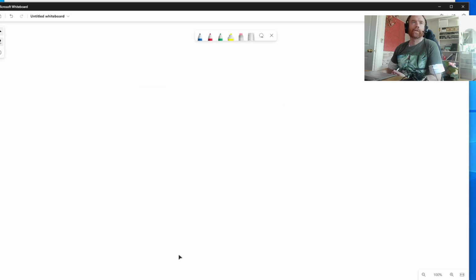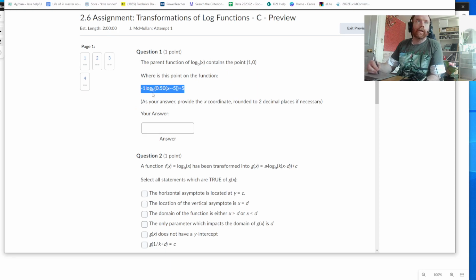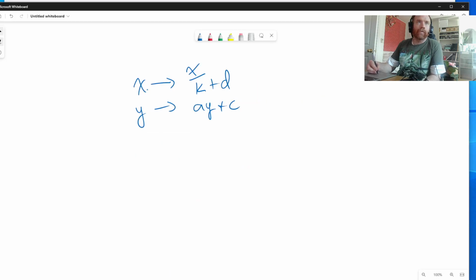Of course, to solve something like that, you know that the x coordinate of any point becomes x over k plus d, and the y coordinate becomes ay plus c, right? So you can transform any point fairly easily. You just would need to recognize what's k, what's d, and all the rest of it, right? So in my situation here, I can see that a is -1, so I'm going to start with just writing some of these down.